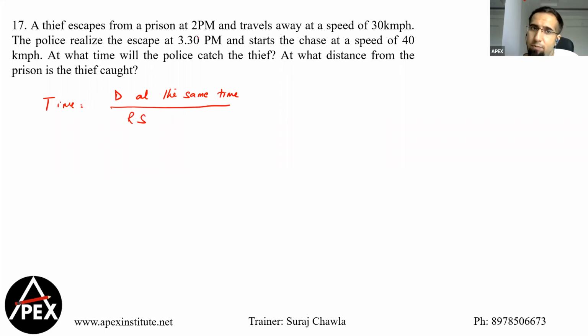So a thief escapes from a prison at 2 o'clock and travels at a speed of 30 kilometers per hour. The police realize the escape at 3:30 and start the chase at 40 kilometers an hour. So I know one thing directly, that direction is same. So relative speed will become 40 minus 30. That is 10 kmph. Right?